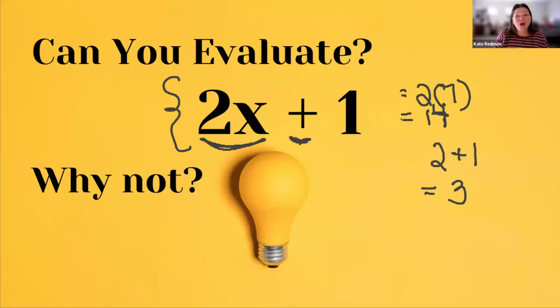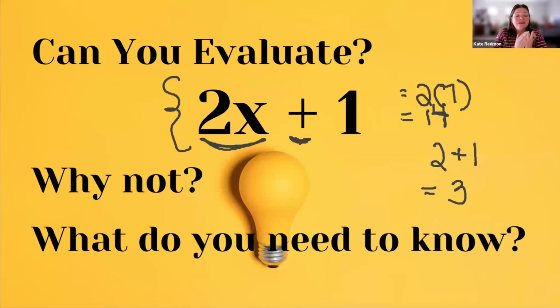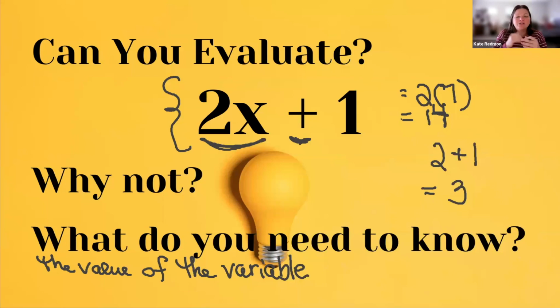How can we add 1 to whatever we get when we multiply by 2? Like, we can't do this until we know that super important piece of information. Mason says, what do we need to know? So we need to know the value of the variable. So right now, there is literally nothing I can do to 2x plus 1.